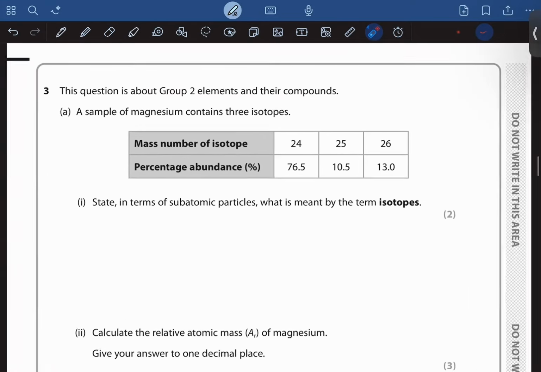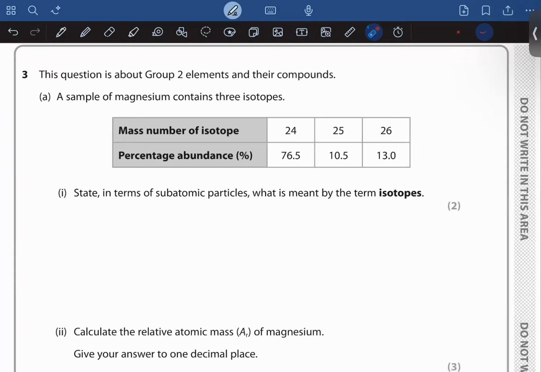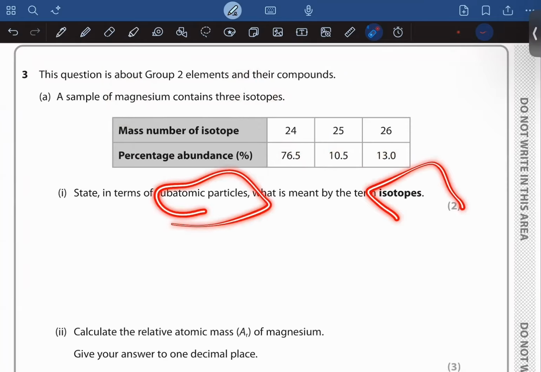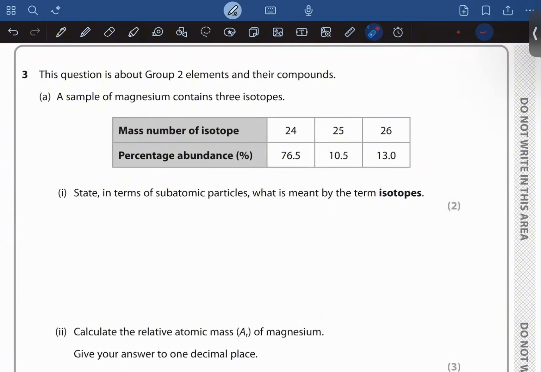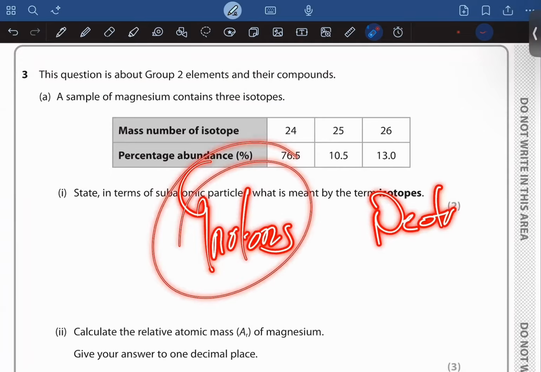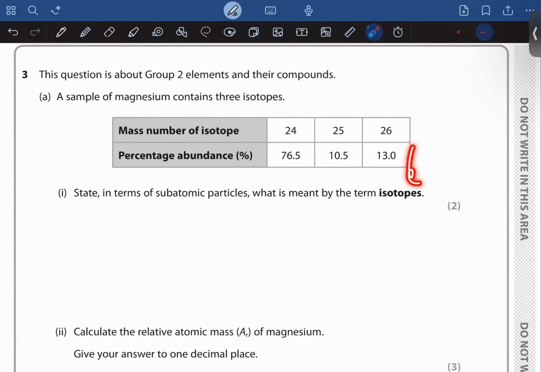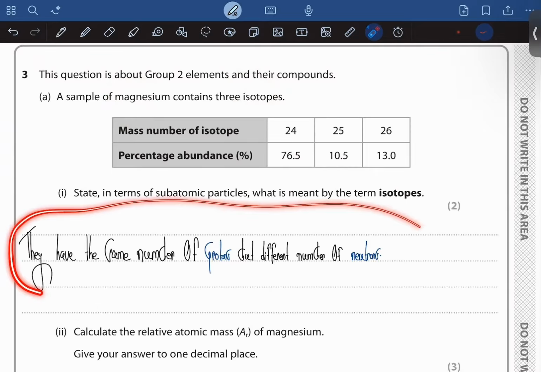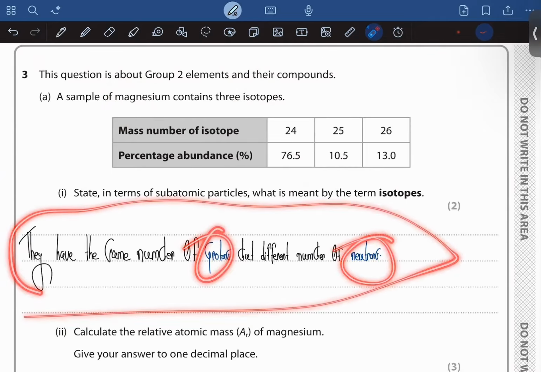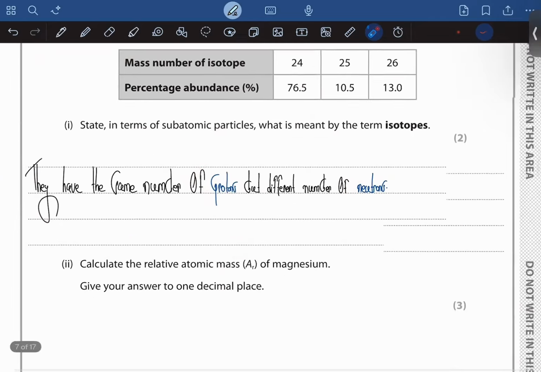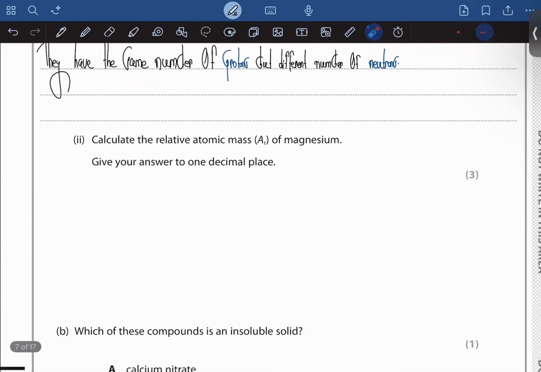Okay, this question is about group 2 elements and their compounds. A sample of magnesium contains 3 isotopes. Isotopes are atoms of the same element that have the same number of protons but different number of neutrons. This is the definition of isotopes. Calculate the relative atomic mass of this magnesium.